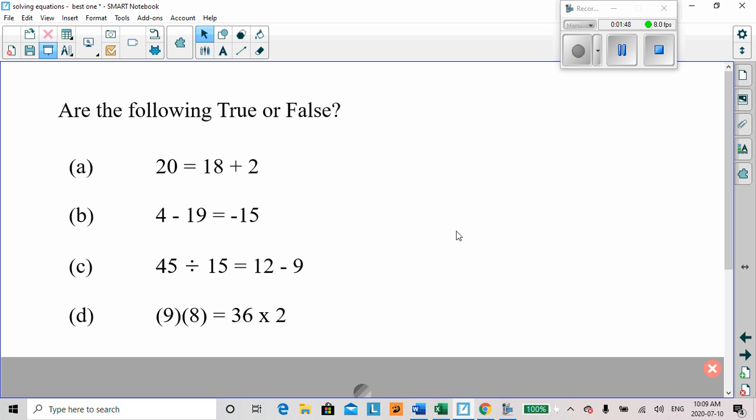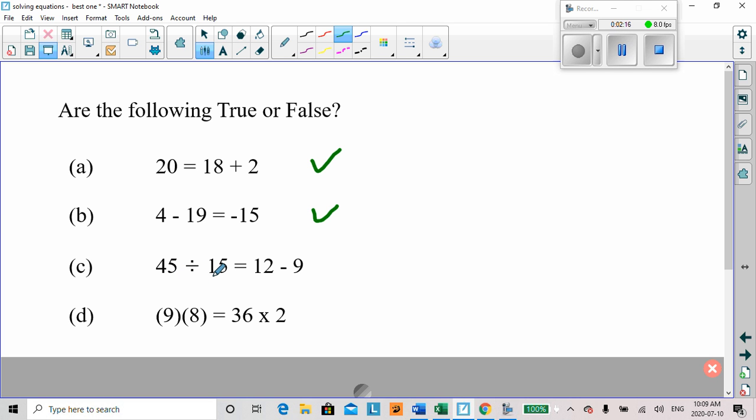Now let's look at these 4 questions, and I want you to decide if they're balanced. Is this true or false? Does 20 equal 18 plus 2? Yes, it does. Is 4 minus 19 equal to negative 15? Well, if you put that in your calculator, you'll see that yes, it is true.